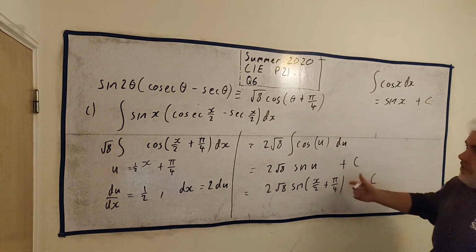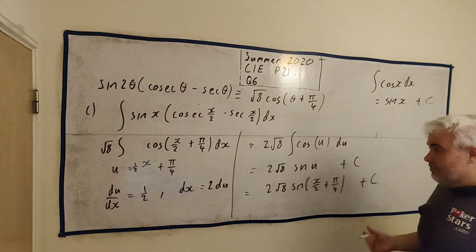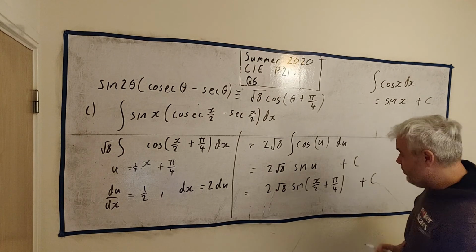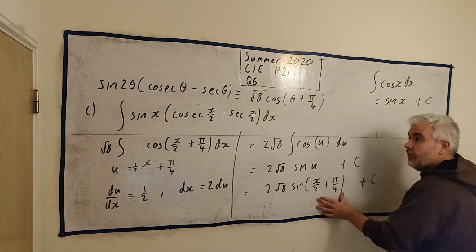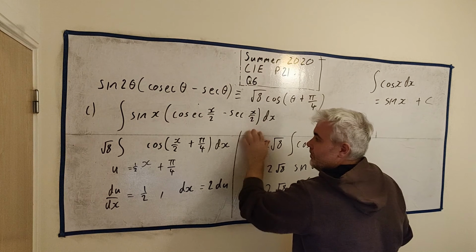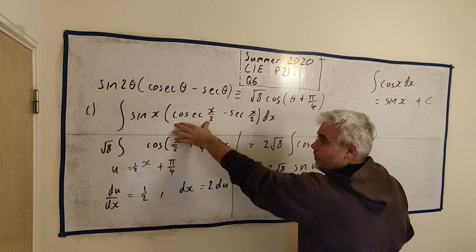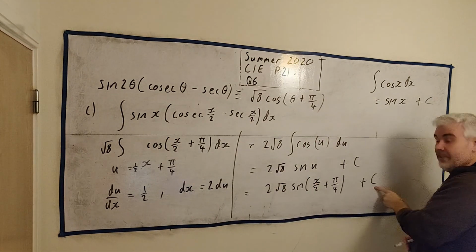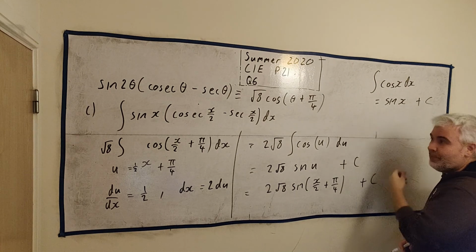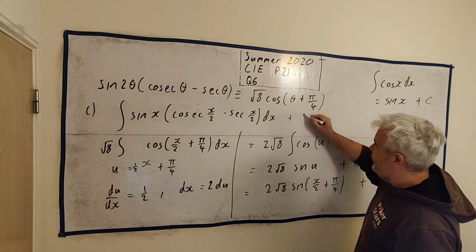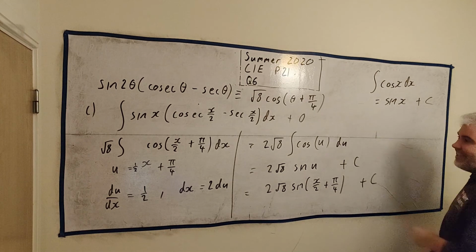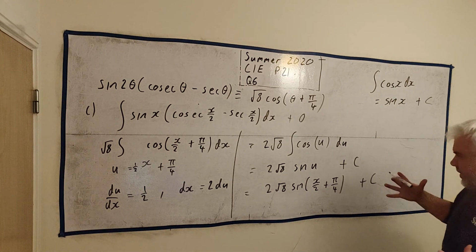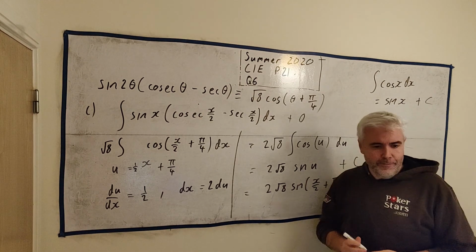Remember, the constant appears because integration is backwards differentiation. So if I differentiate this, I will get this, which we now know is equal to this. And if I differentiate some constant c, it disappears. And look, there's nothing here. So that's where that c came from. That's full marks. That's the answer to part C.